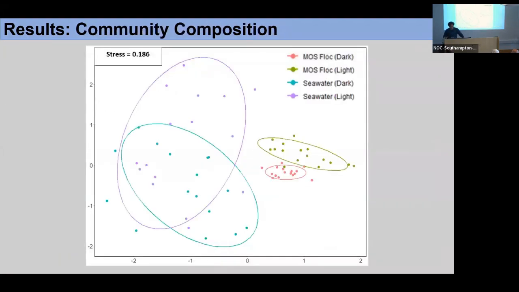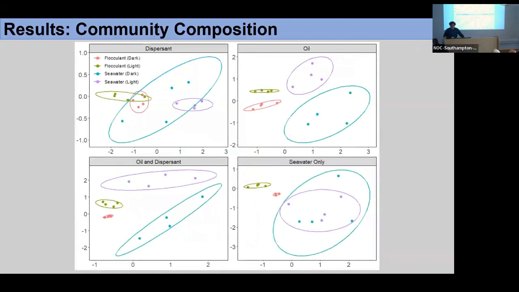So then when we look a little bit further at the community composition, you can see essentially here that between the marine oil snow flocs and the surrounding seawater, these communities are massively different. This is a really, really nice NMDS plot. And you can also see that between the light and the dark treatments within the flocs themselves, there are also very big differences within these communities.